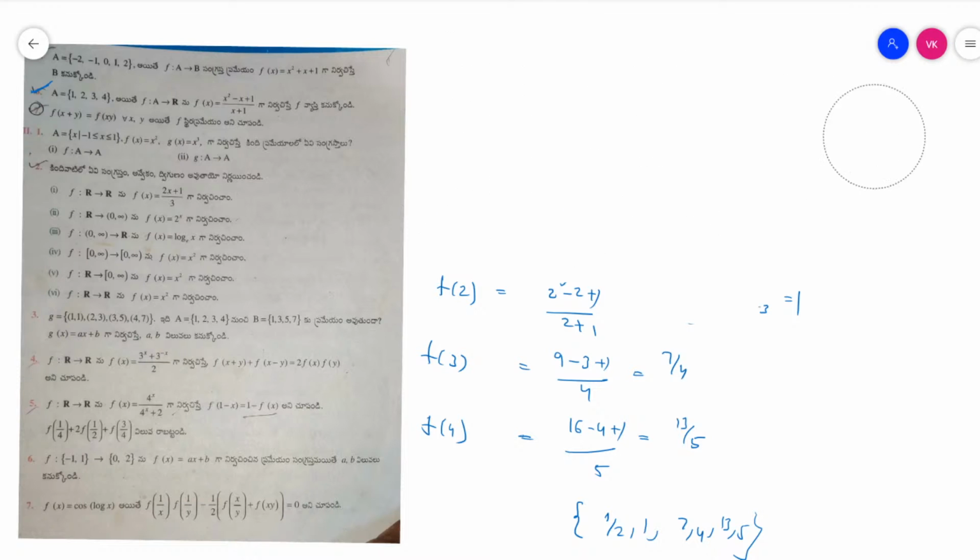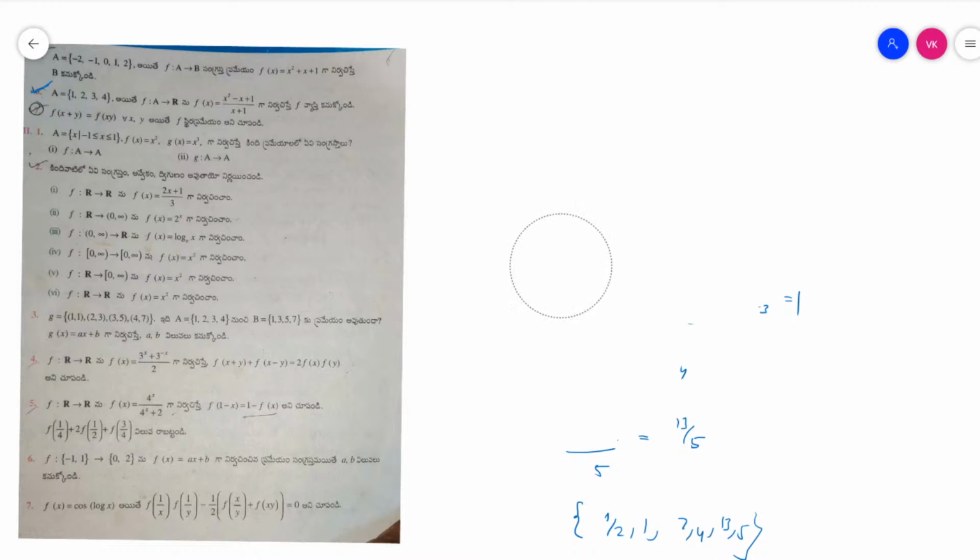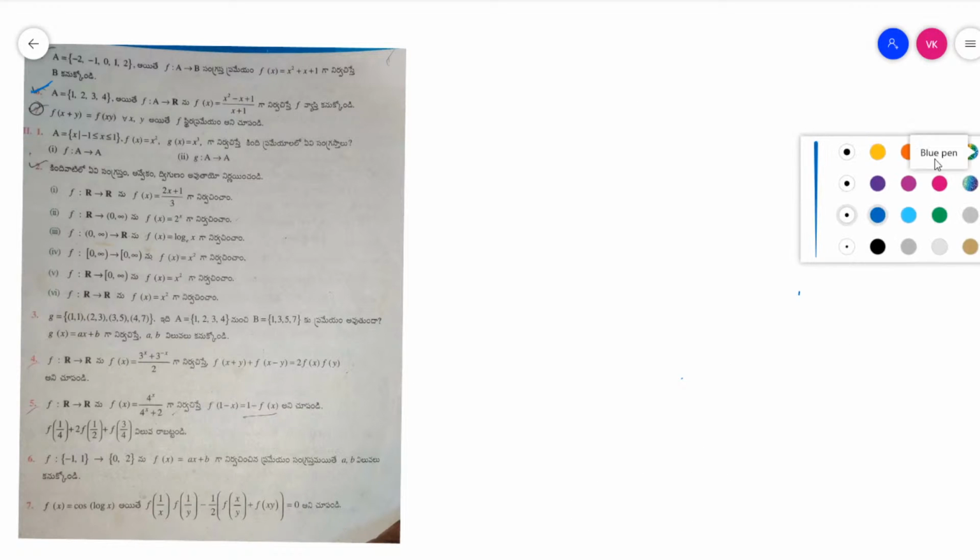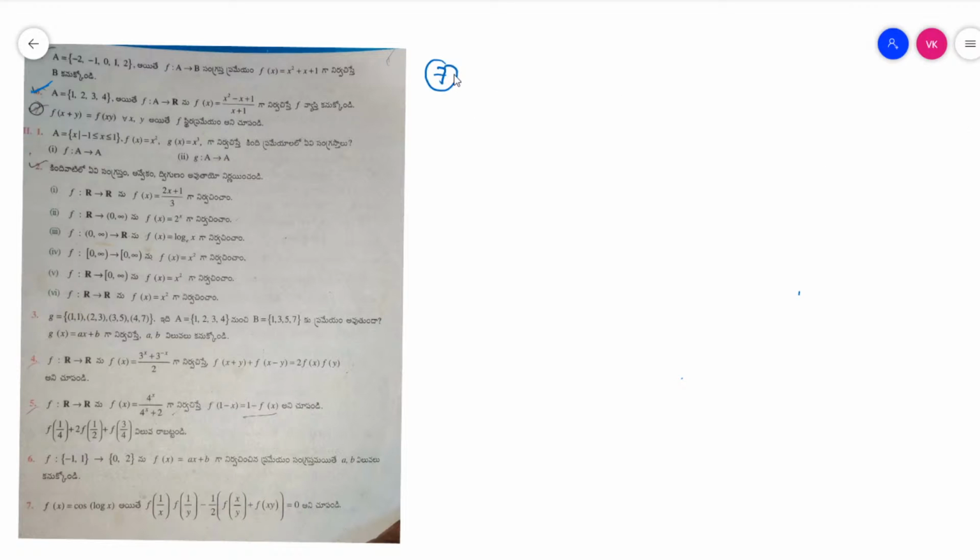These are the most important questions in the IP exam. So the Roman one, all questions are 2 marks questions. And let's go for the seventh one.